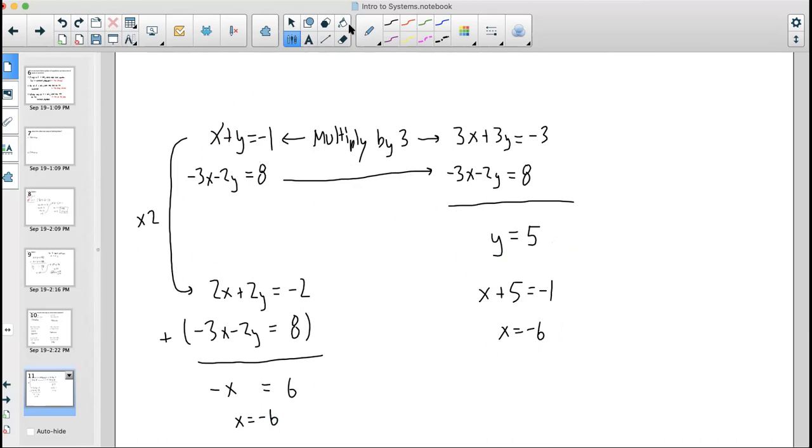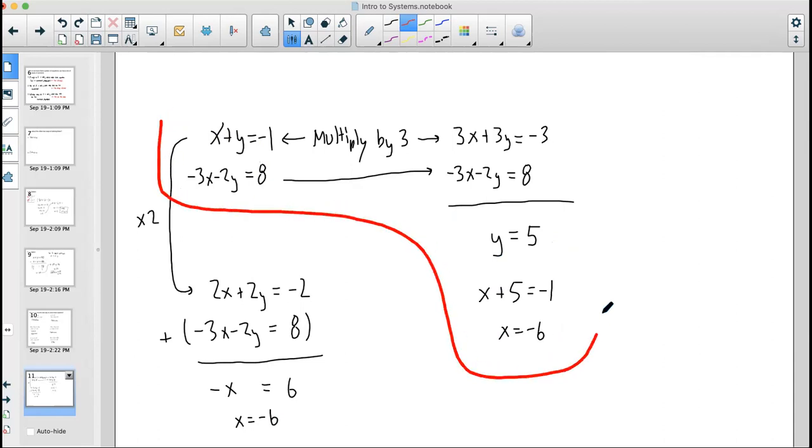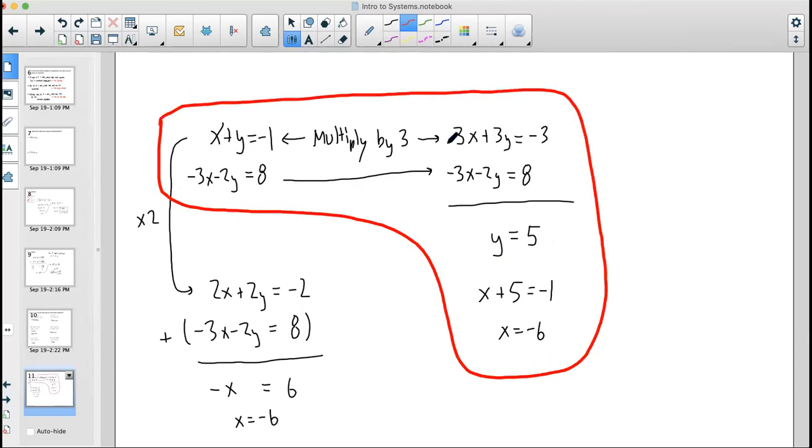So this is one method for solving it. You multiply one of the equations, both sides, by a number so that you get opposite coefficients, add the equations together, and the variable with the opposite coefficients disappears. Then you get one of the variables, then you plug it back into one of the original equations to find the other one. This is just 2 different ways to do the same thing.